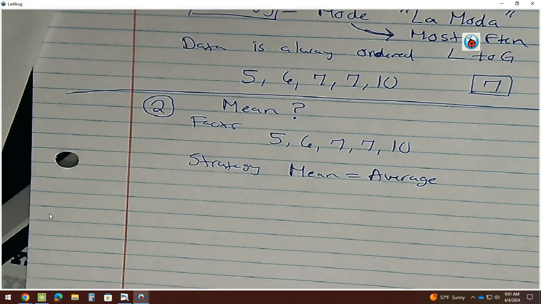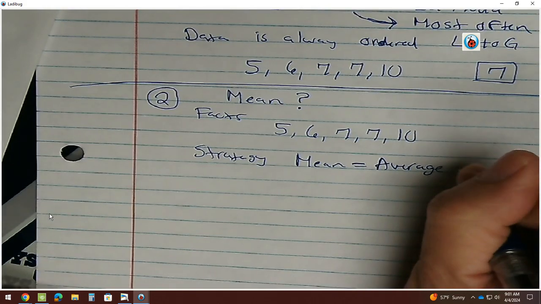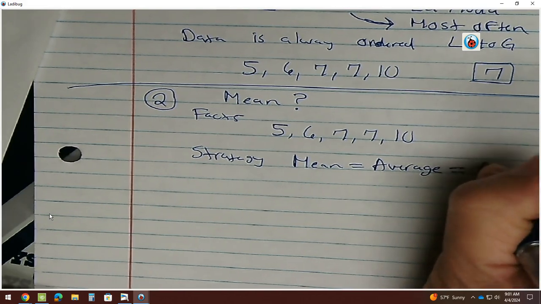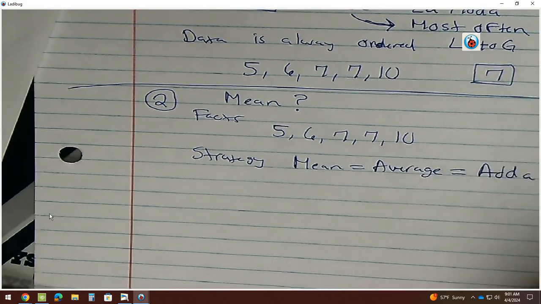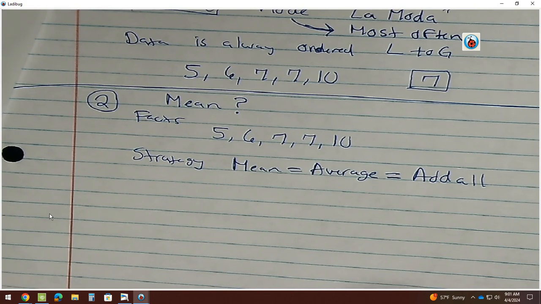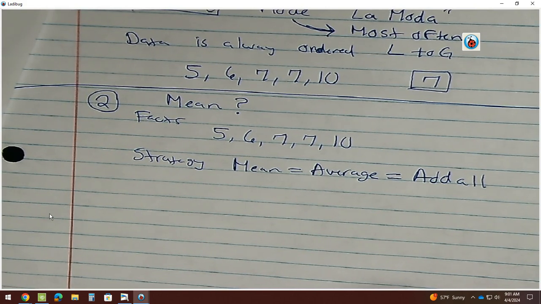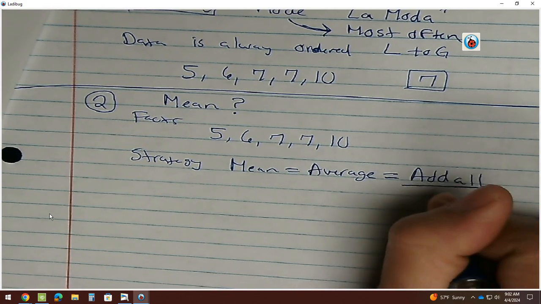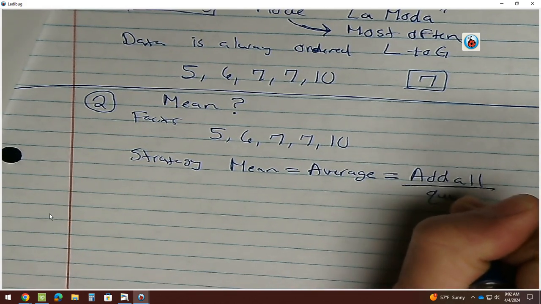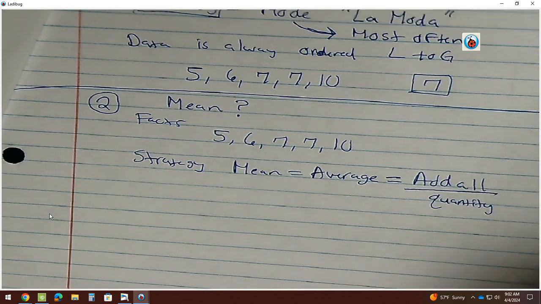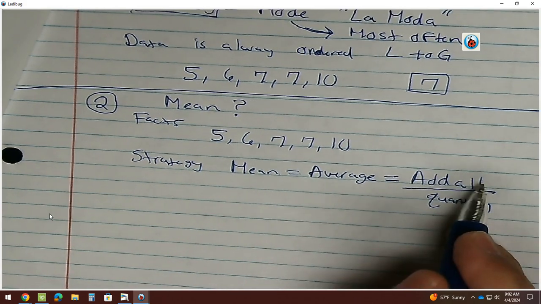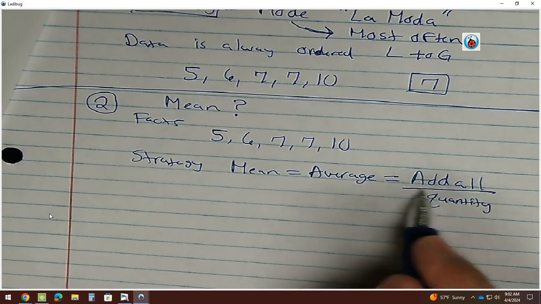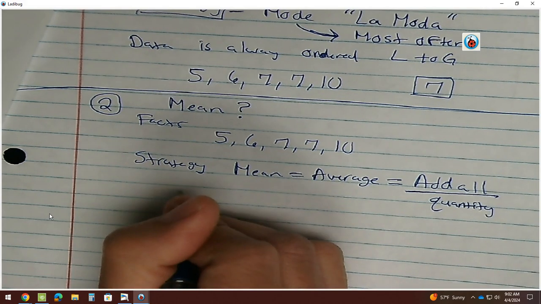So what do we do when we want to get an average in your classes? You add them all up. To get the average, add all. Okay? So you're going to add them all first, and then divide by the quantity that's in the data. That little bar means divide. So add and then what? Divide. So let me show you what it means.